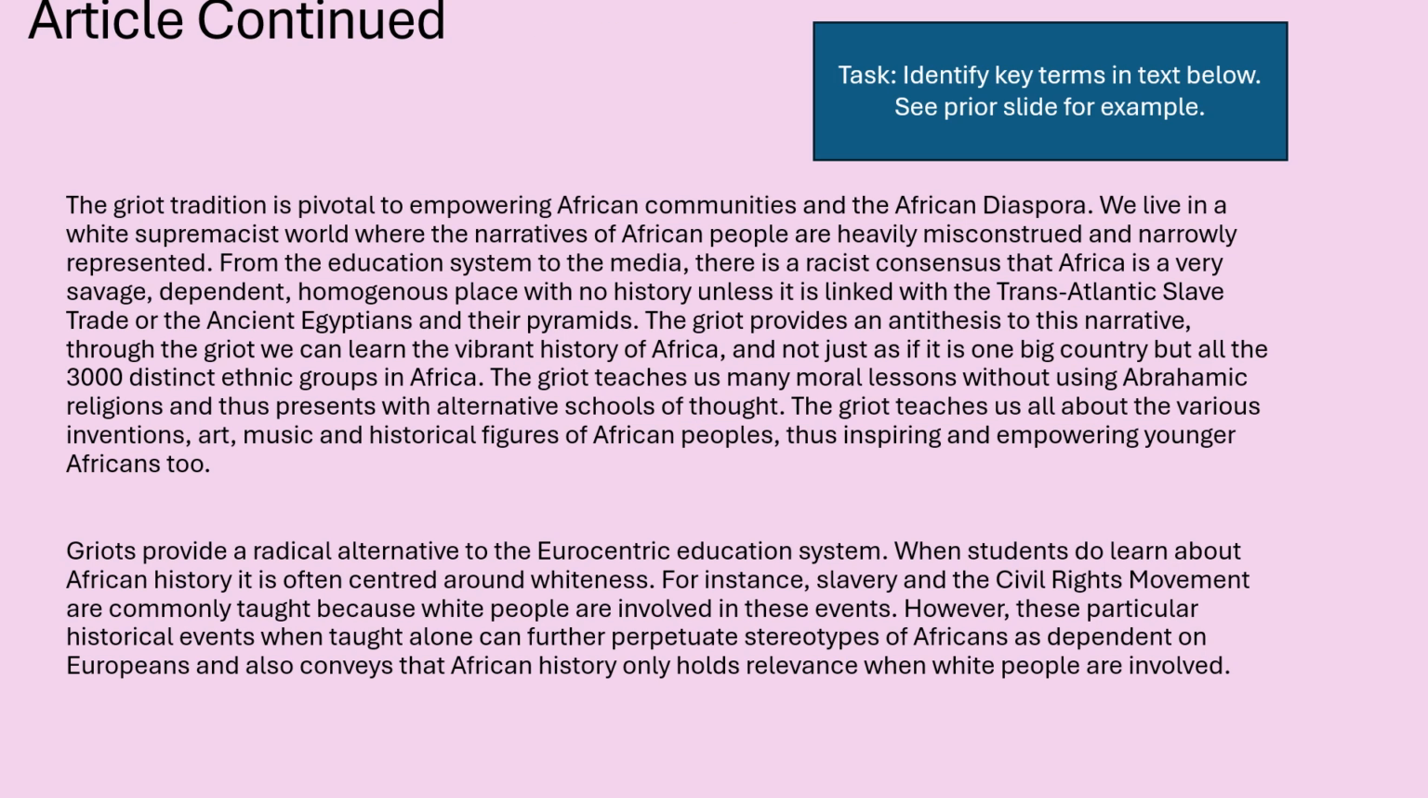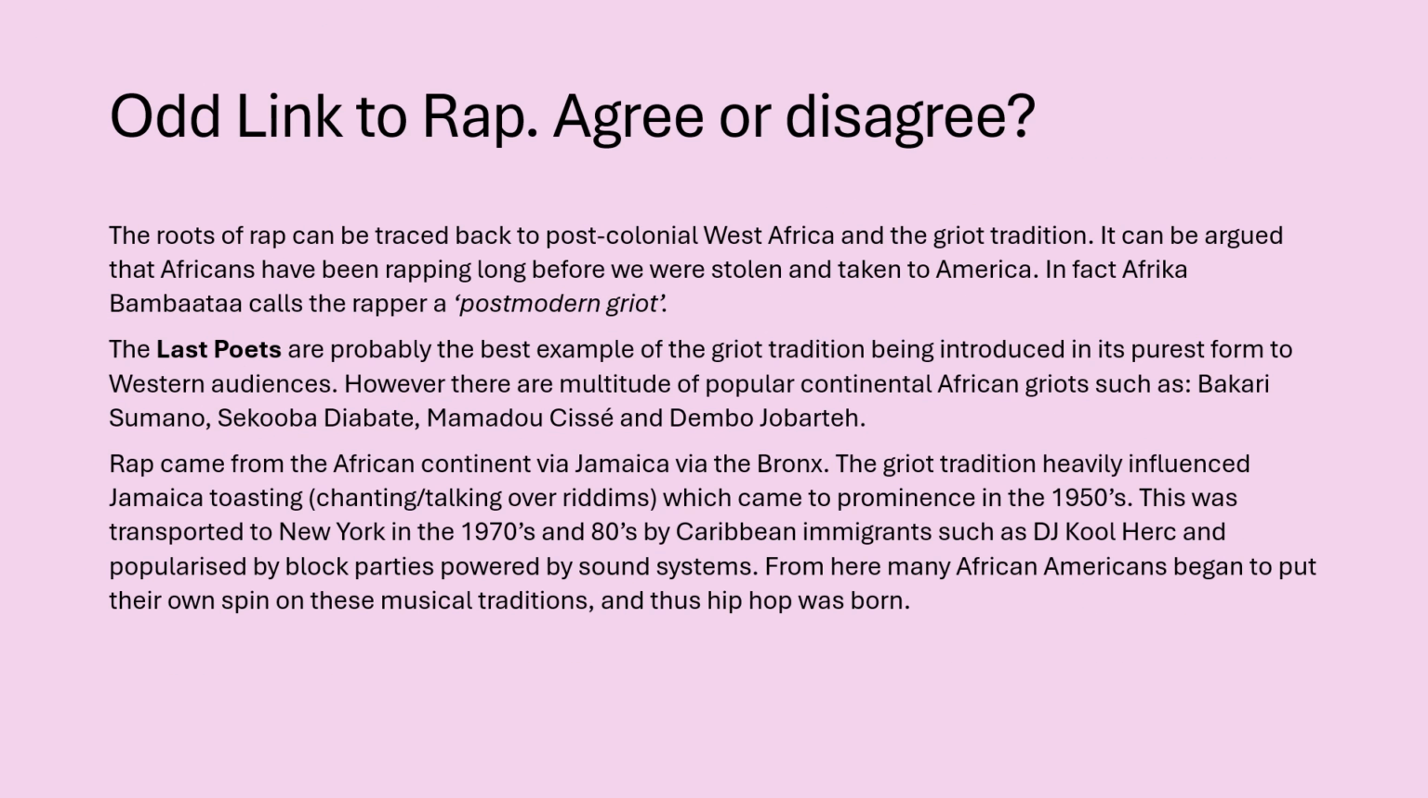Continuing with the article, for this task, I want you to identify key terms in the text below using any of the information from the course. For example, we see a reference to Egypt, one of the civilizations we've looked at, one of the AP framework themes. So as you read through, identify some of the key terms from this course. We're also going to do that with this particular portion of the reading.